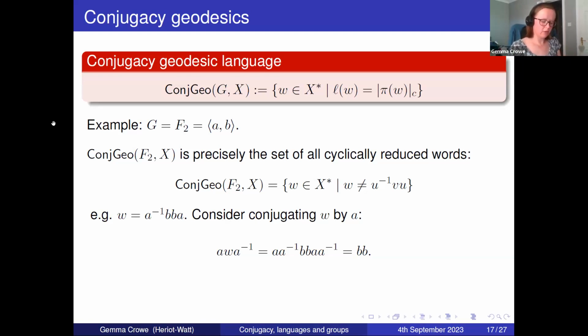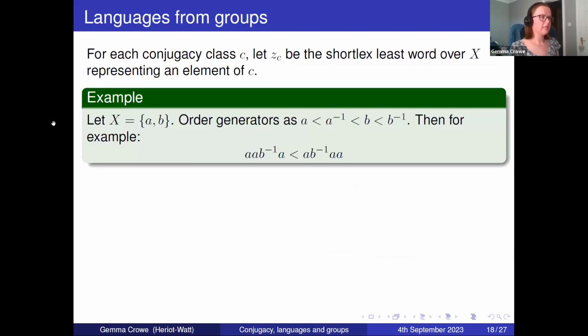Okay, the second language I want to describe will lead us more into growth and counting things again. But to do that, I need to put a bit more consideration into the generating set that I have. So for any generating set, we can assign some sort of ordering on our set. So I've given an example here, again, staying with A and B.